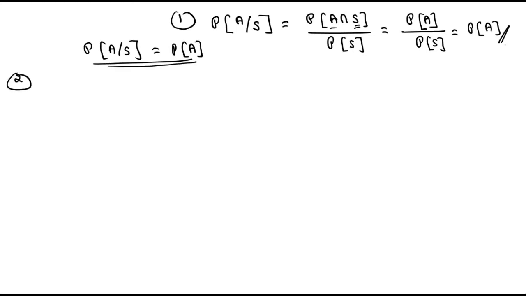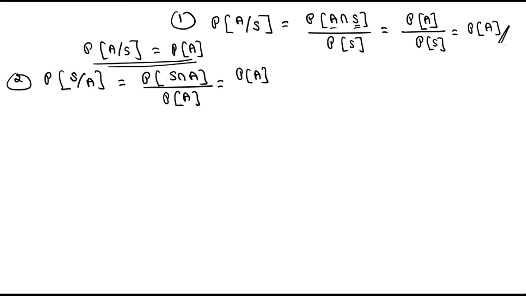Now the second property: probability of S given A means what? Again according to the definition, S intersection A divided by probability of A. Now S intersection A is probability of A, so that is probability of A divided by probability of A, which is equal to 1. So we get the second property: probability of S given A equals 1.